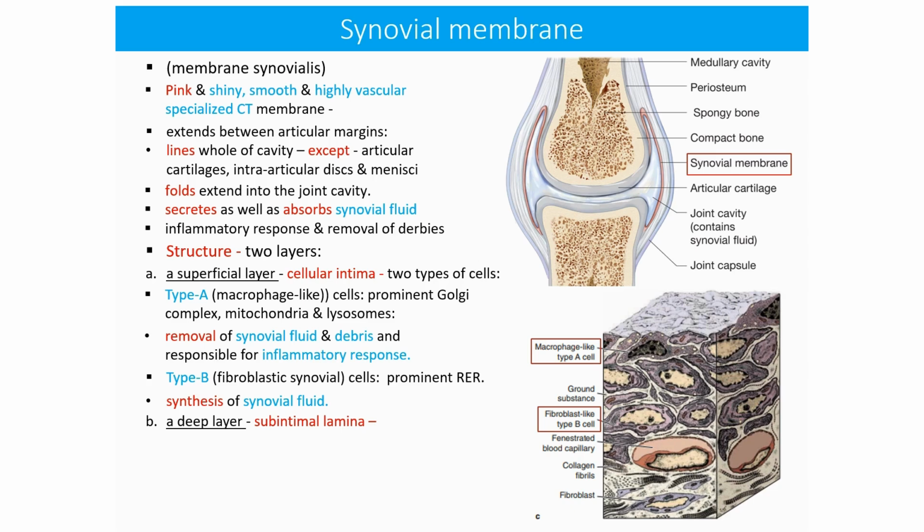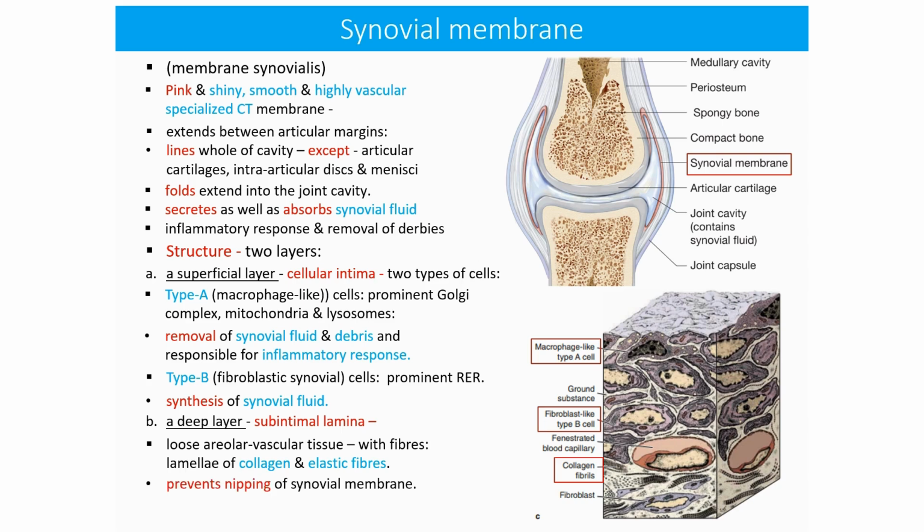The deep layer, which is also named the subintimal lamina, consists of loose areolar vascular tissue with lamellae of fibers. The fibers are collagen and elastic fibers. The deeper layer, or the subintimal lamina, prevents nipping of the synovial membrane during movements of the joint.